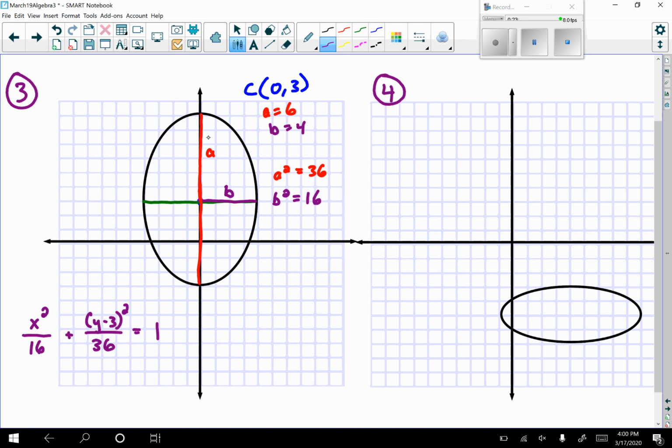All right, so if you didn't pause it already, pause it again for 4. Do the same thing, figure out the center, the length of A and B from the major and minor axes, and then continue to play to check this.